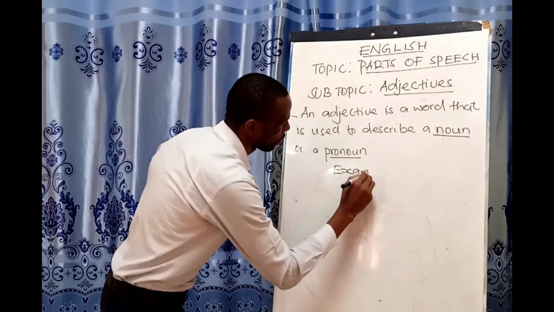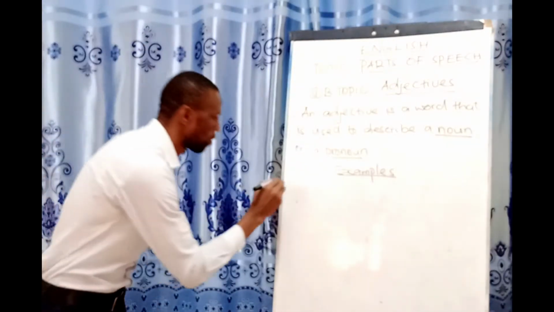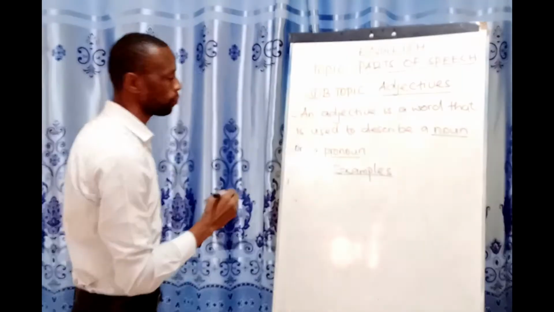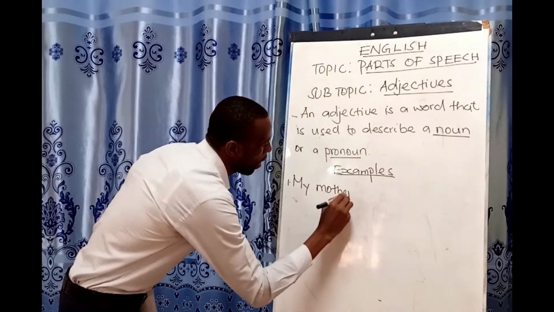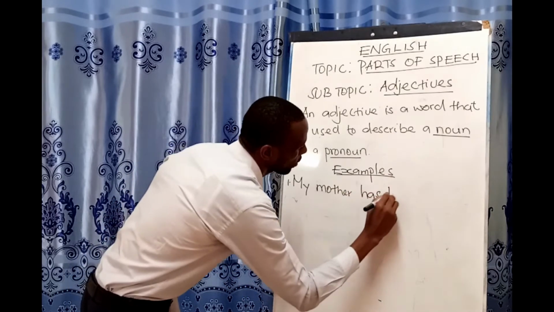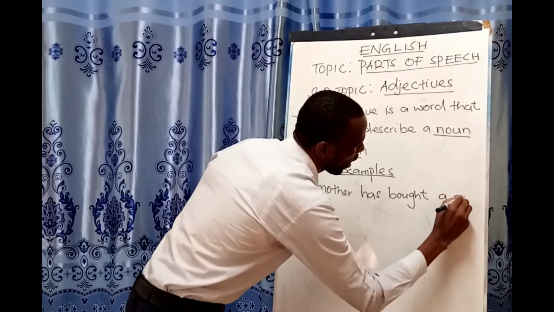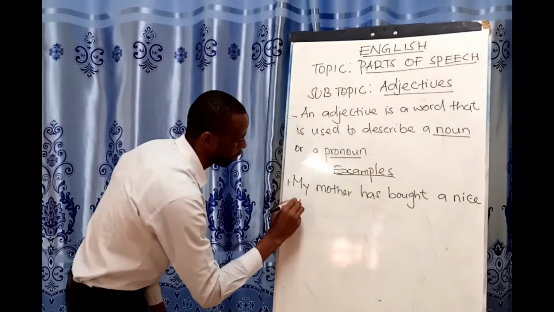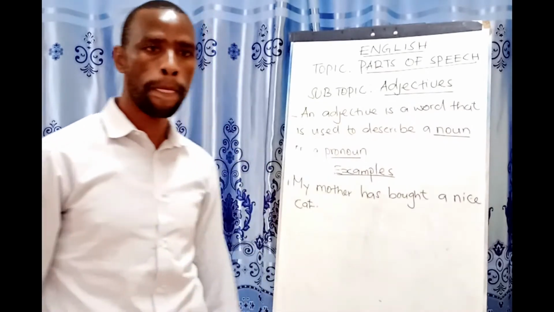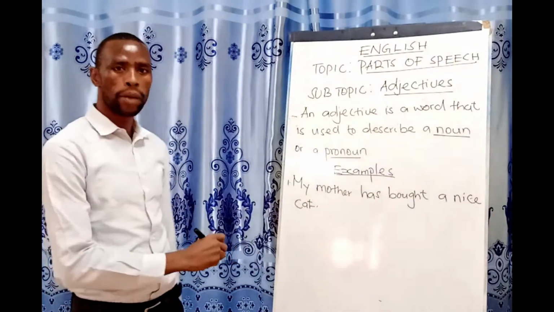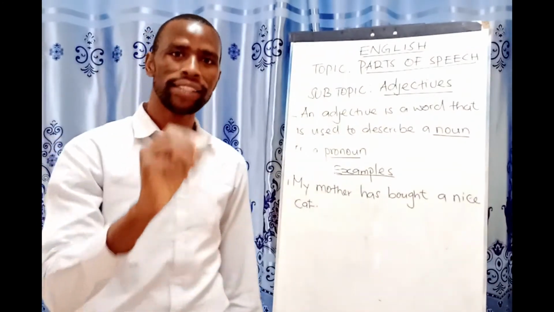Examples. My mother has bought a nice cat. Read that sentence. Good. My mother has bought a nice cat.